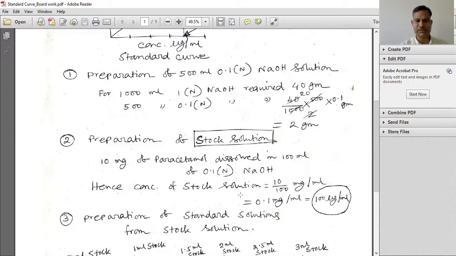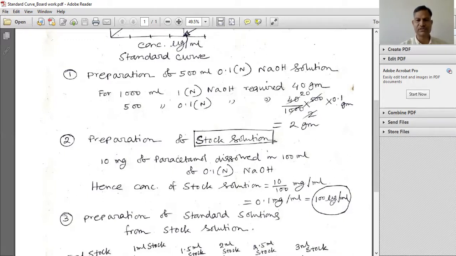Now, what will be the concentration of the stock solution? 10 milligram is present in 100 ml of solution. So 10 by 100, that means 0.1 milligram is present per ml of stock solution. If you convert it into microgram, milligram will be multiplied by 1000. So it comes to 100 microgram per ml. So the concentration of the stock solution is 100 microgram per ml.